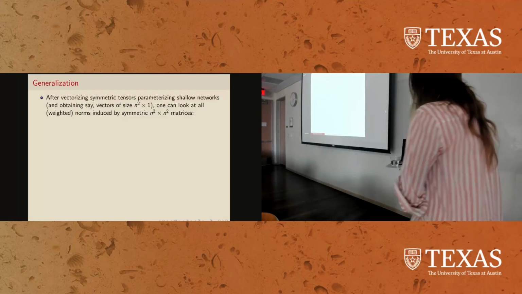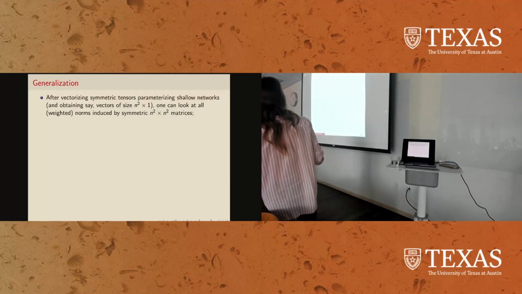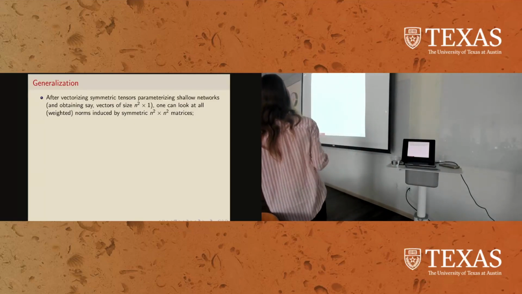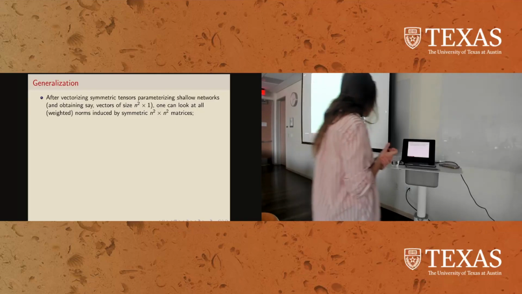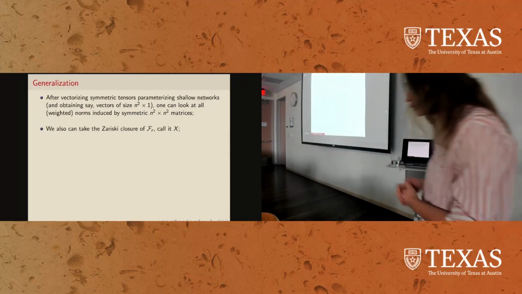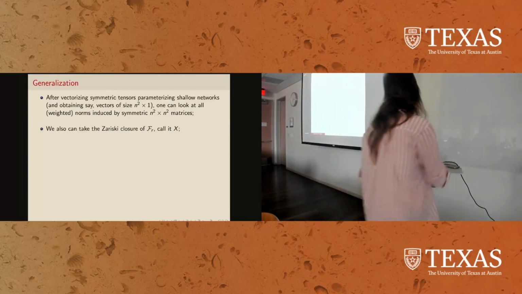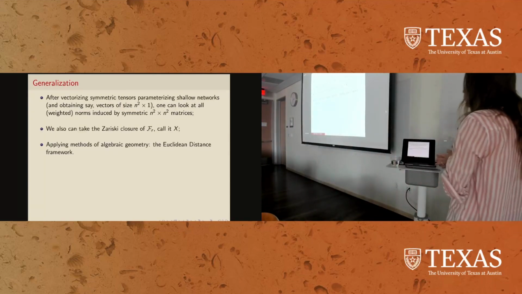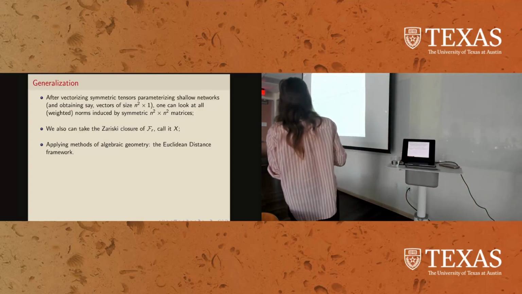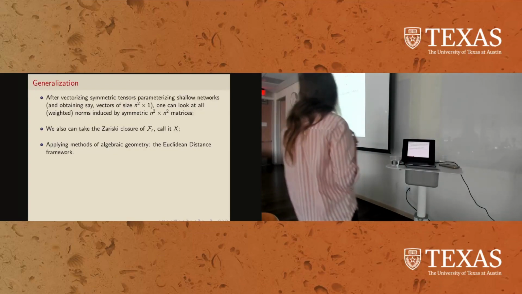Okay, so what if we generalize this? We always vectorize our tensors, and we just consider some general inner products, so some matrices of the size n squared by n squared. And furthermore, remember we had this functional space of tensors. Why don't we take the Zariski closure of this, call it capital X? The reason we would do so is that then we can use the methods of algebraic geometry, which is the second part of my talk. Namely the Euclidean distance framework.